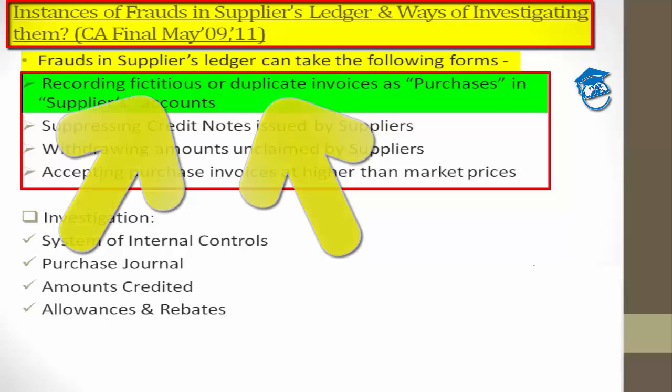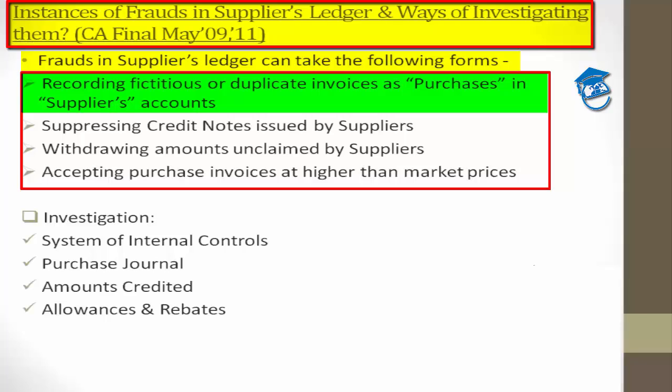Let's suppose you have supplier Ram. Ram provided you a few goods and you booked the same as your purchase for rupees 100. However, that accountant fraudulently recorded that transaction for 100 plus 100, twice. So he recorded fictitious or duplicate invoices. He basically marked the entry twice.